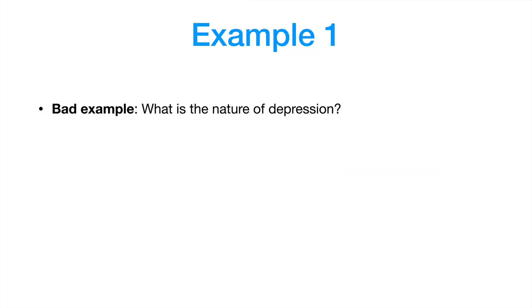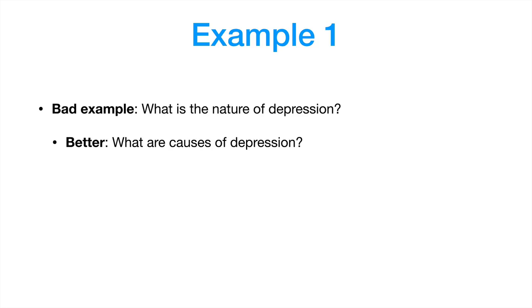Alright, so let's go through an example. Now here's a bad example of a research question. What is the nature of depression? This is a very vague research question because what do we mean by nature of depression? How do we measure nature? What is nature? It's very unclear. So a better version could be, what are causes of depression?